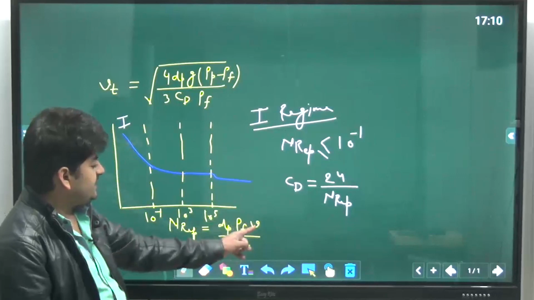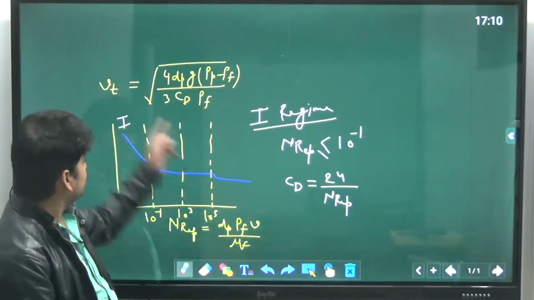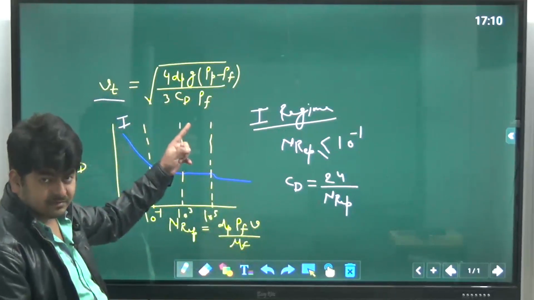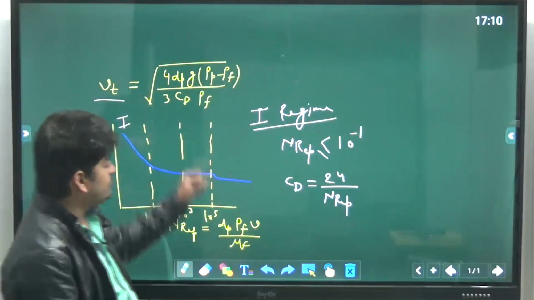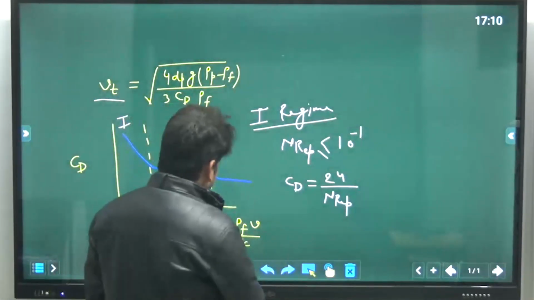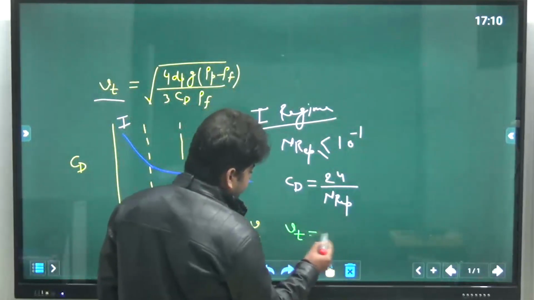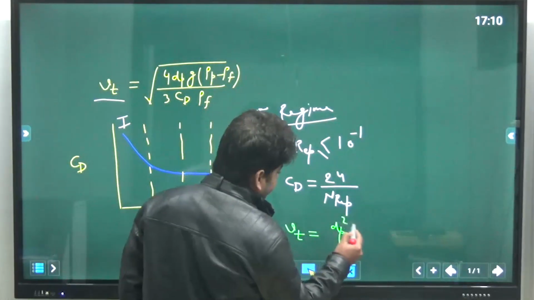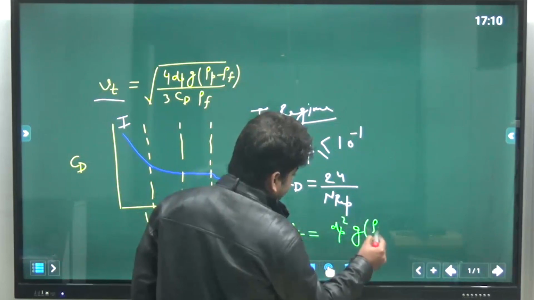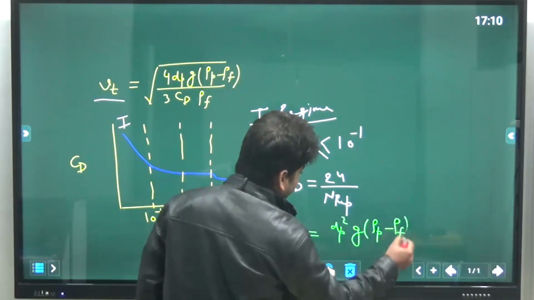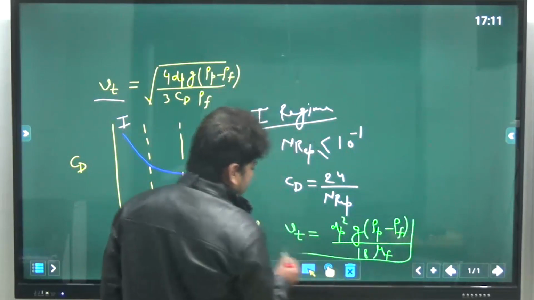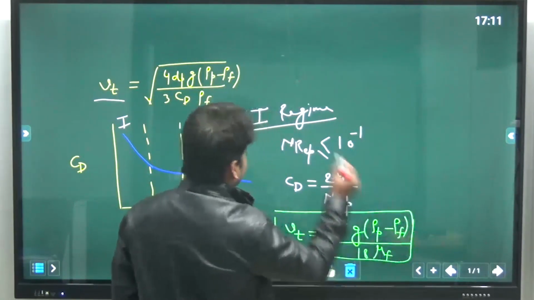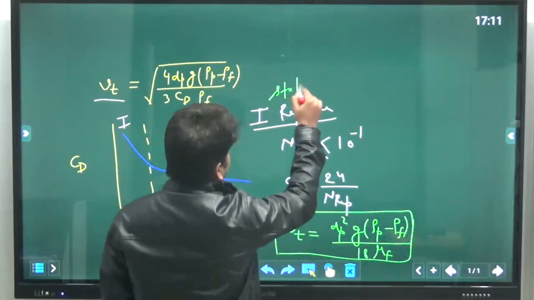In NREP, this is the velocity of the particle. Since we are talking about the terminal point, this V will become the terminal velocity, and when you rearrange the expression you will get Vt equal to dp square g (rho p minus rho f) over 18 mu f. This laminar flow regime is also known as the Stokes law regime.